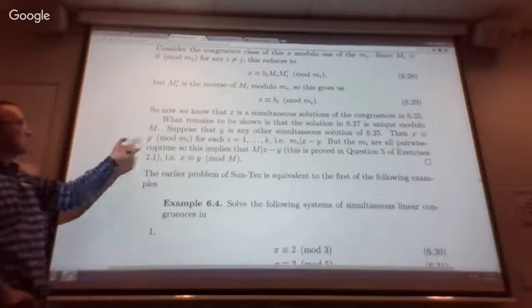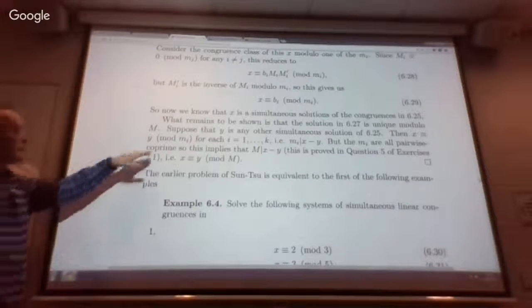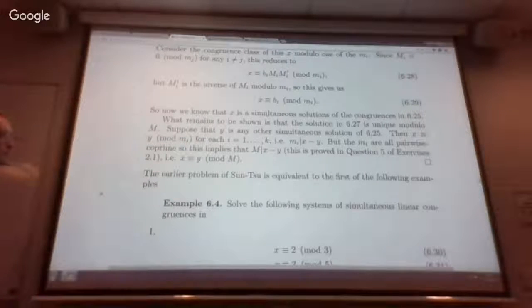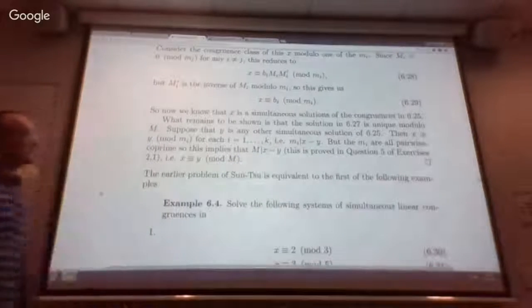So x is congruent to y modulo each of the little m_i, because they're both solutions to x congruent to b_i. They're both congruent to the same thing, so they're both congruent to each other modulo each of the little m_i. Well, the definition of congruence is that the little m_i divides x minus y.